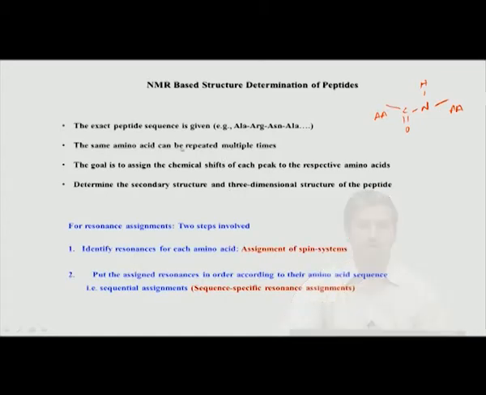When it comes to resonance assignments, it can be accomplished in two steps. Number one is that given the spectrum, find out the resonances of each amino acid. Let us understand what this means. Again, let us take an example of the peptide shown on the top: alanine, arginine, asparagine, alanine.